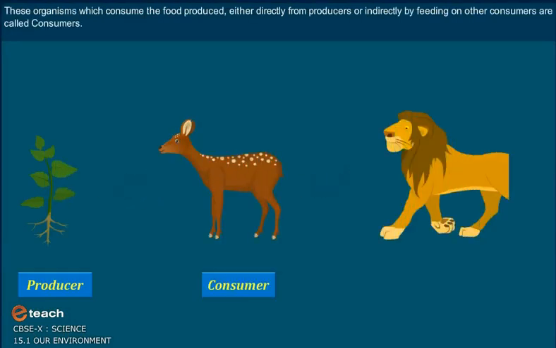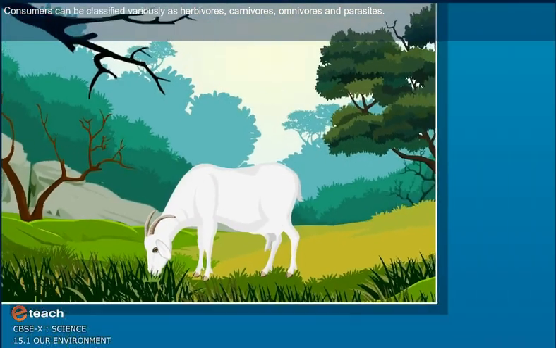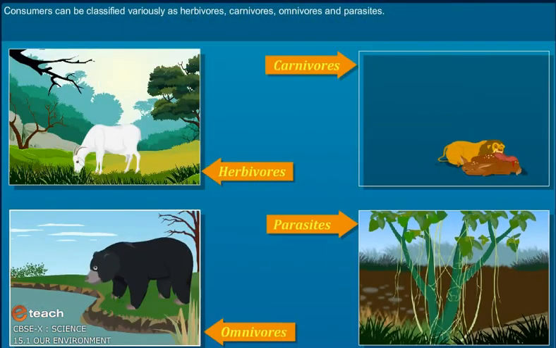These organisms which consume the food produced either directly from producers or indirectly by feeding on other consumers are the consumers. Consumers can be classed variously as herbivorous, carnivorous, omnivorous, and parasites.